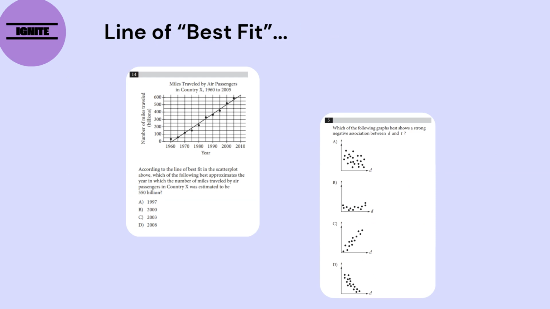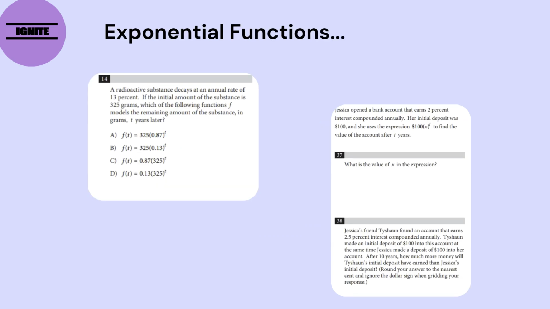Next, we have line of best fit questions. Now, these can be a little interesting to look at, but usually the way you can see them is the presence of some sort of line and graph or a scatter plot. Question 14 asks for specific data points put on that best fit line, while question 5 asks to recognize how a best fit line may look versus correlations and associations and their strengths.